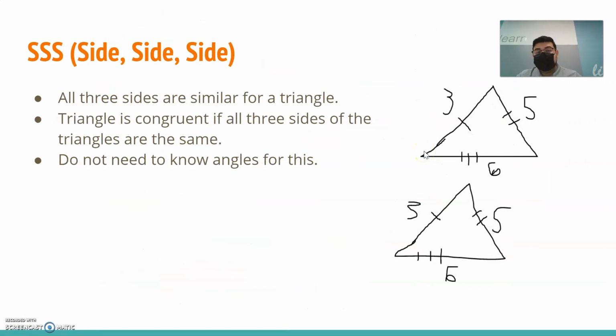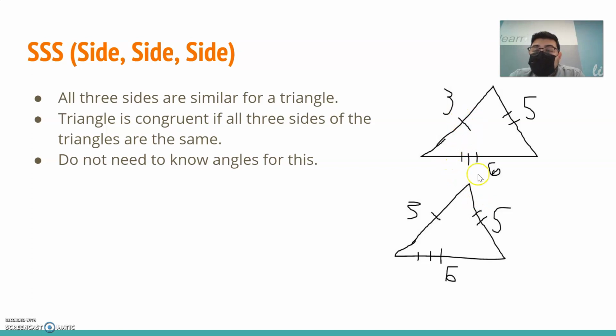All right, so the first theorem we've got is SSS. That just means side, side, side. All 3 sides are the same for a triangle. The triangle is congruent if all the sides of the triangle are the same. You don't need to know about any angles. So here we have the same sides, 3 and 3, 5 and 5, and then 6 and 6 right over here. So that shows that the triangle is congruent to the other triangle.